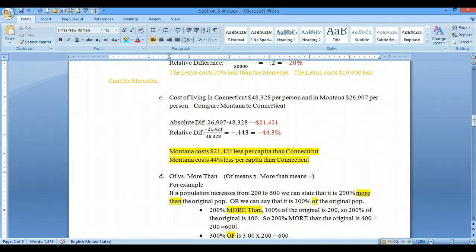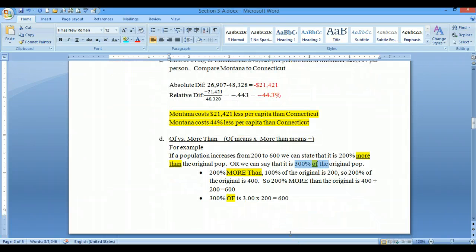So more than was add. Of means multiply. 300% of my original is 200. 300% changed to a decimal is 3. Of means multiply. The original is 200, and we wanted 300% of the original. 3 times 200 is 600, and it gives us the answer right there. So of means multiply, more than means add.